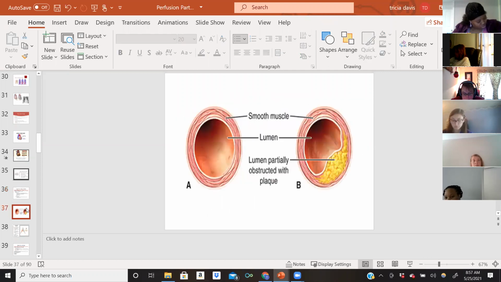So this is another good picture. On the left is a picture of a nice healthy lumen. You can tell there's no blockage in there. All the blood flow is going to go right through. The smooth muscle looks great. If we look at the picture on the right, you can see that it has that partial obstruction with plaque or cholesterol. So you know that there's going to be issues with getting that good blood flow through with that lumen in that picture in B compared to the one in A.